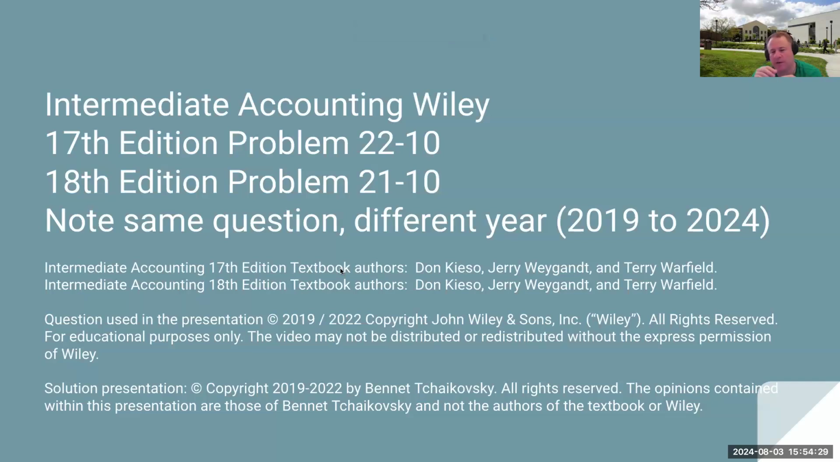There was a viewer who asked for this. I think it's the right one, but we're talking today about error correction. If you have the 17th edition, this is problem 2210. If you have the 18th edition, this is problem 2110. The only difference between the questions is the year of the book.